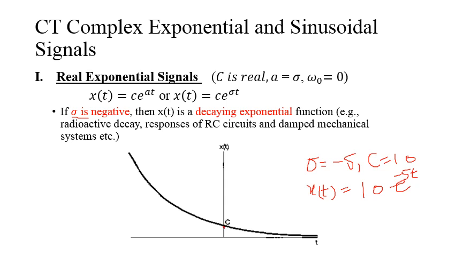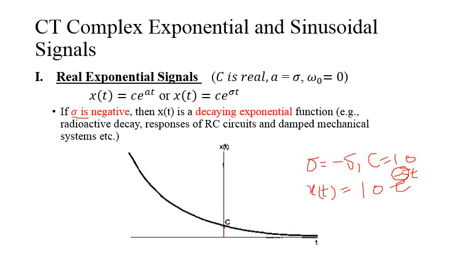At t equals, for example, 1, it is e power minus 5. So you see, I hope you understand, as t increases, the value of the signal will decrease because there's a minus 5 with it, right? So when sigma is negative, that means it will be an exponentially decaying signal, right?